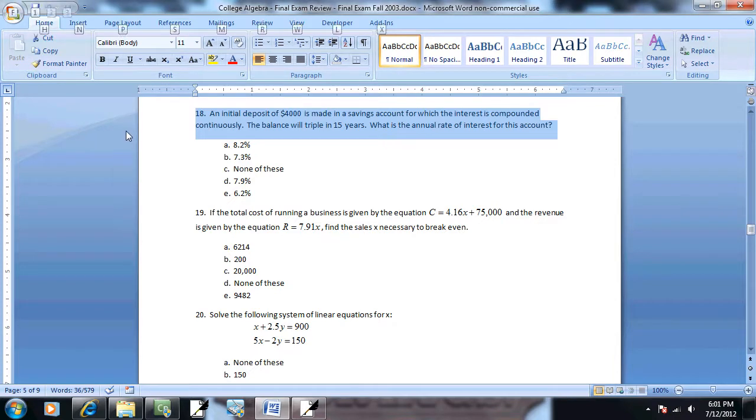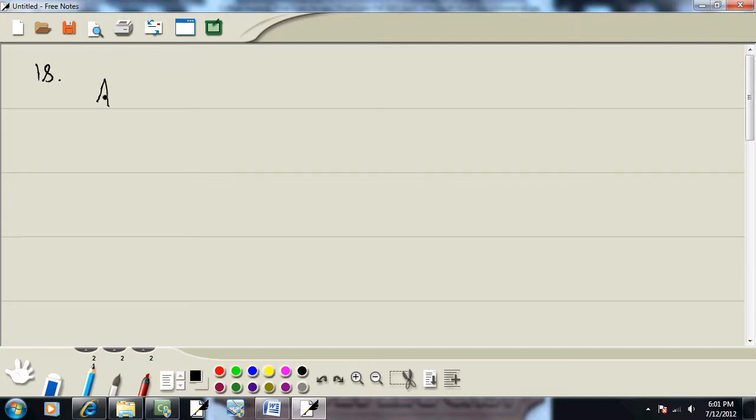Okay, so it says compounded continuously, so that's my PERT formula. That's A is equal to P e to the RT. If it uses the word continuous, then use this formula. If it doesn't say the word continuous, then you'd use our other interest formula. A equals P times 1 plus R over N to the NT power.